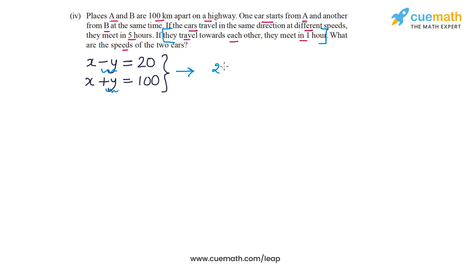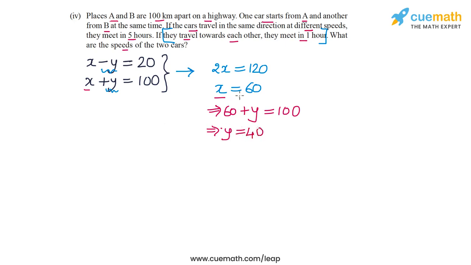We will get 2x equal to 120, or x equal to 60. And from x equal to 60, let's substitute this value of x into any of the two equations. Let's substitute this into the second equation. X plus y equal to 100, which means that 60 plus y equal to 100, or y is equal to 40. So what is the answer that we get? We get x equal to 60 and y equal to 40.